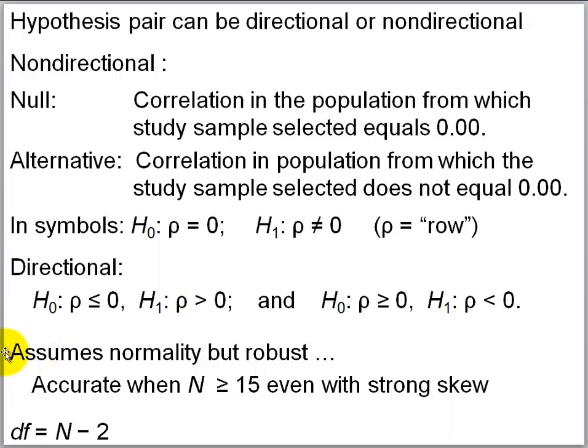This test assumes normality, but it's going to be reasonably accurate when n is greater than or equal to 15, even in the case of strong skew. Our degrees of freedom are going to be n minus 2.